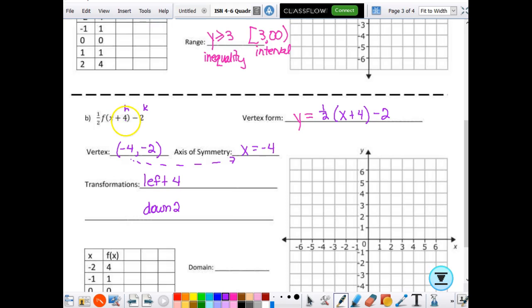It's a +4. That tells us right and left. You would think plus would mean positive, but it does the opposite. H is a liar, so it really means go to the left. And down 2, that's easy.